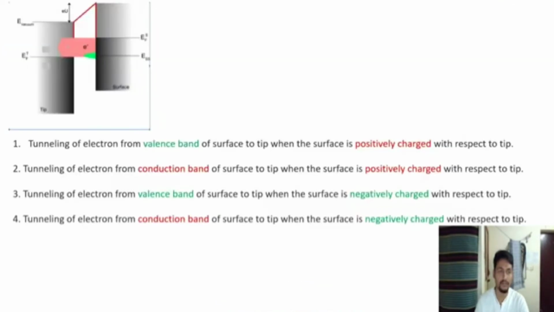So I'll go to this. This is negative, this is the conduction band of the tip, and this is the valence band of the surface. So we'll just find out this. This is the valence band of the surface plus positively charged. No, this is wrong. Again, this is the conduction band, this is right, this is wrong, and this is also wrong. This is the valence band, yes, it is right, and negatively charged, obviously it is right.